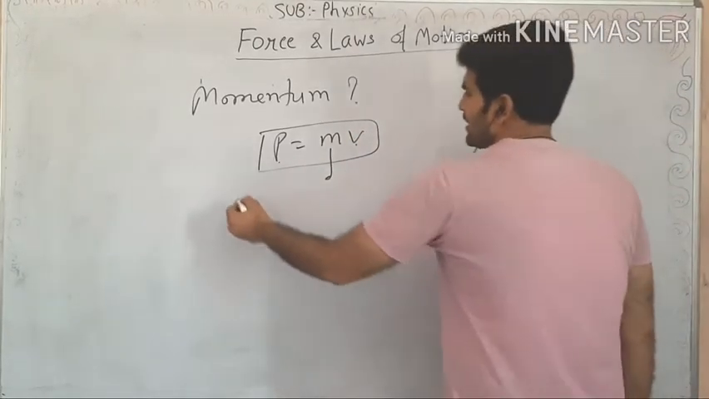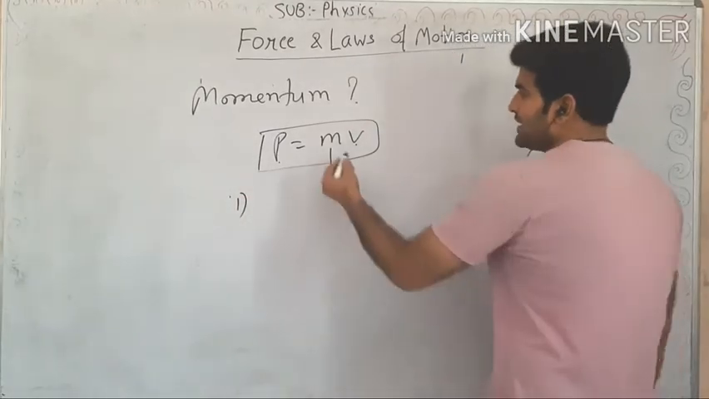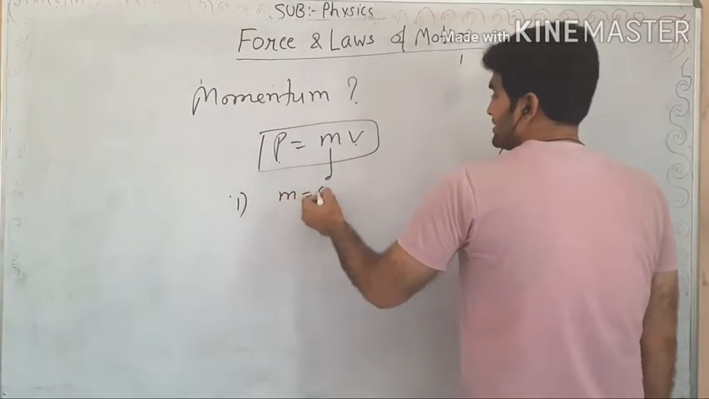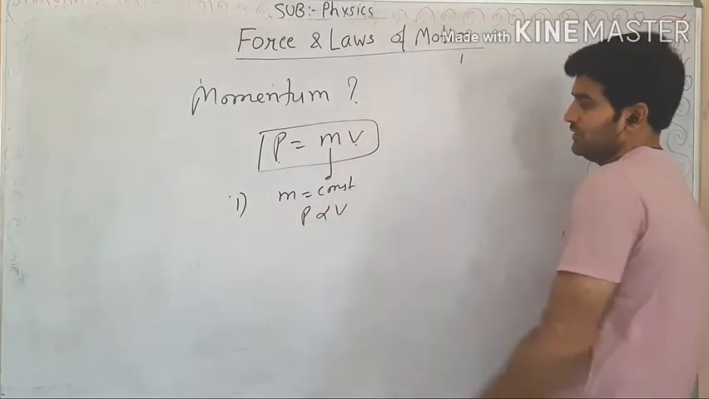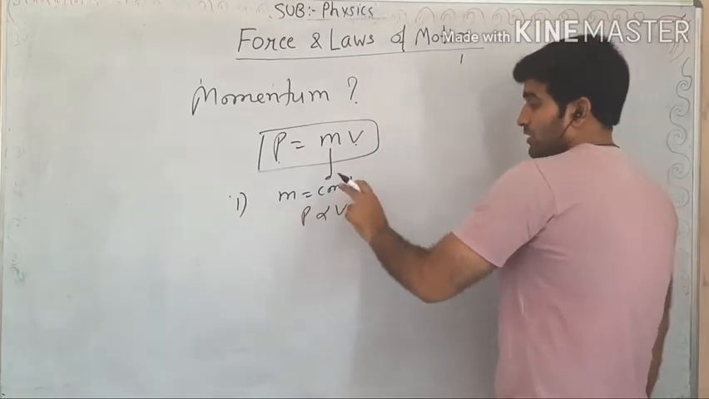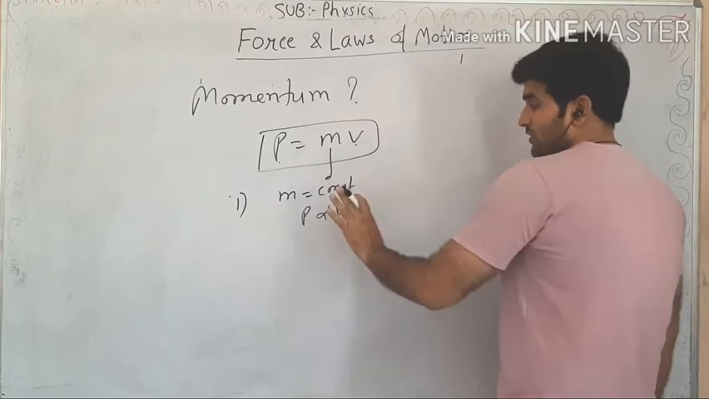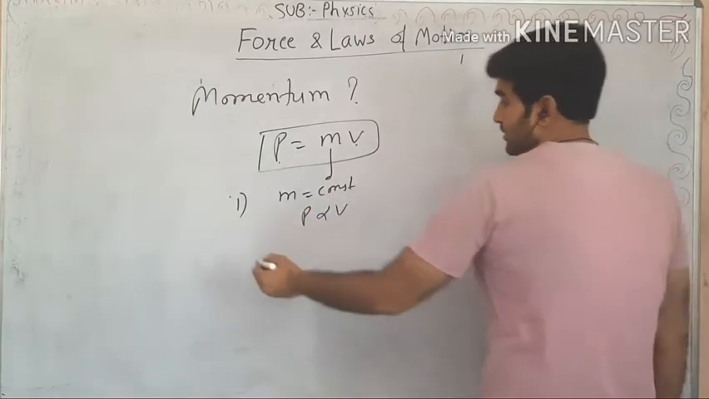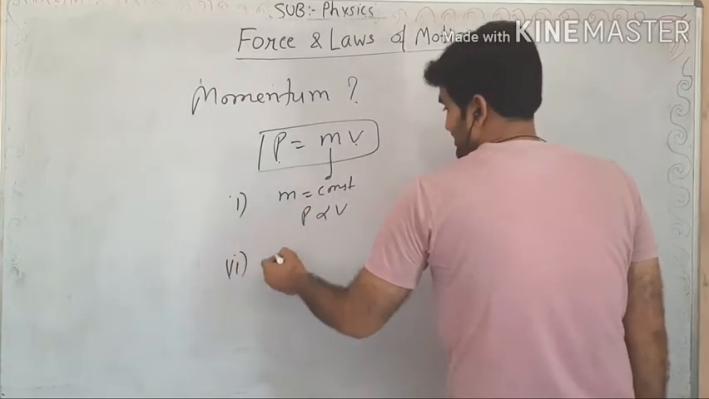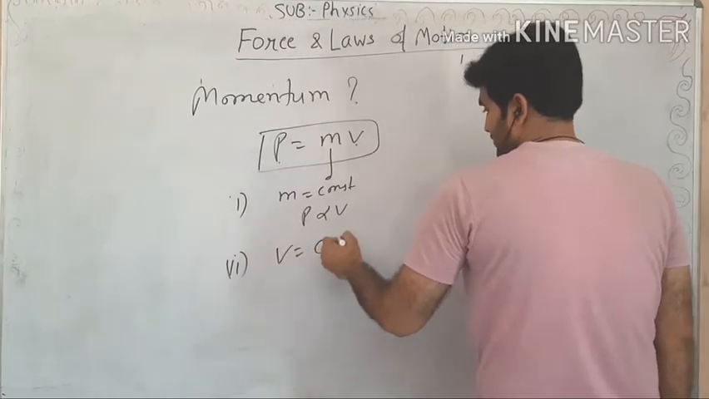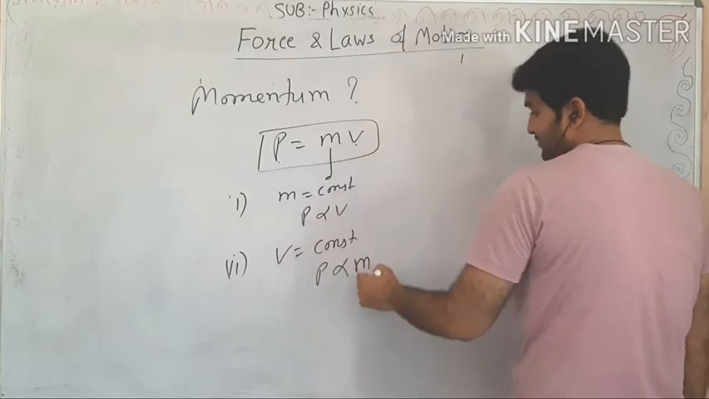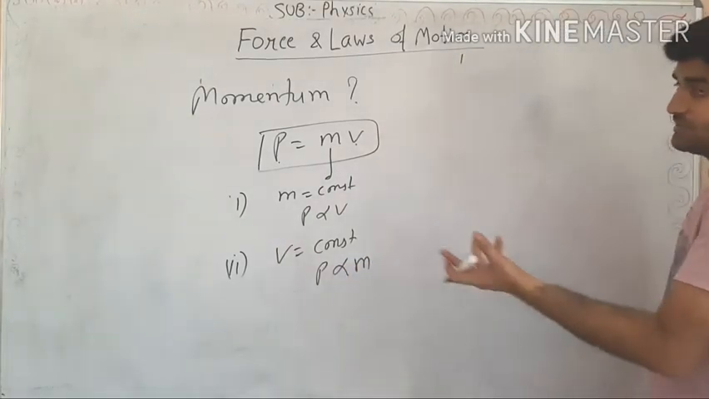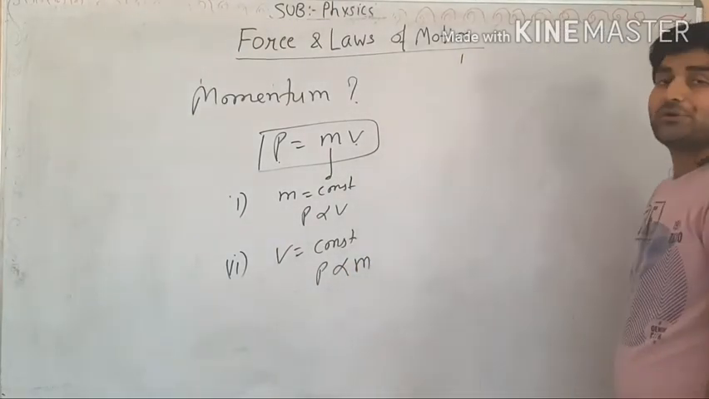There are also some relations here. For example, if mass is constant, momentum is directly proportional to velocity. If we apply more velocity, the momentum will be greater. In the second case, if velocity is constant, momentum is directly proportional to mass. Greater mass has greater momentum if velocity is constant.